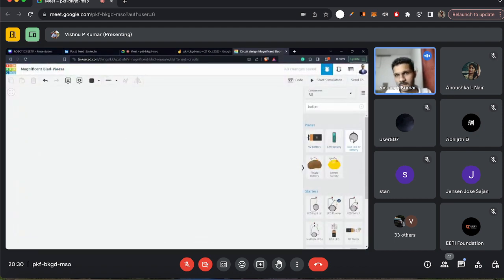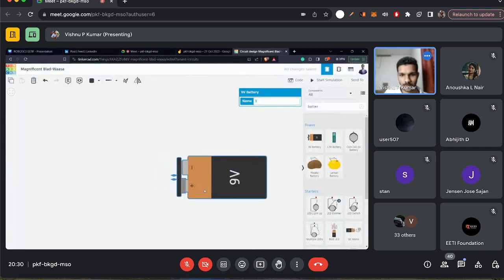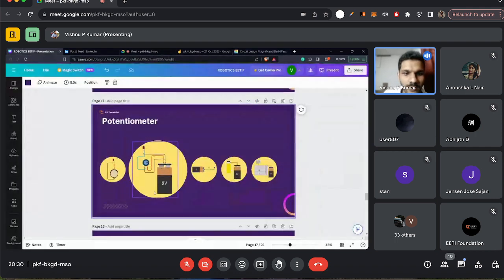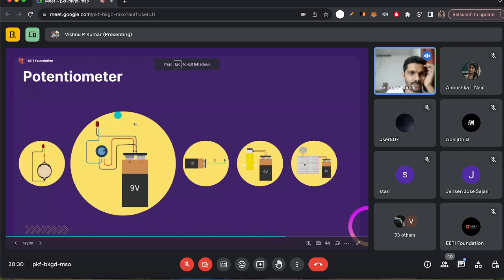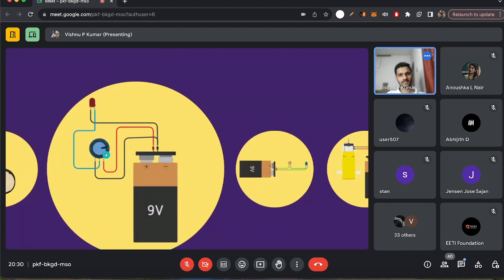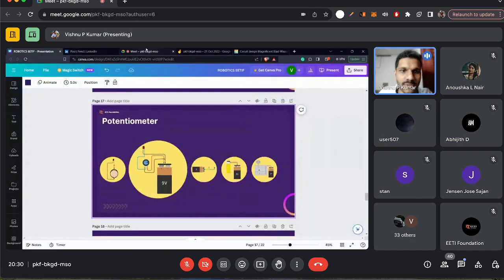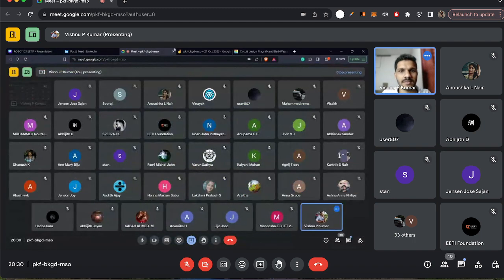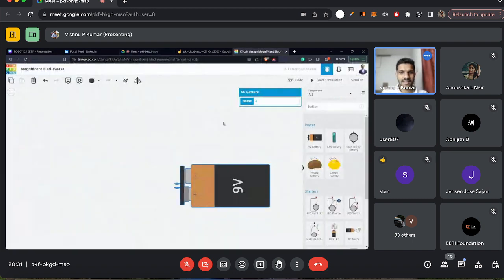So I'll just take a battery. Looking at this circuit, are you getting confused? Are you getting confused seeing the circuit? Yes or no? I think no. Okay, I think yeah.